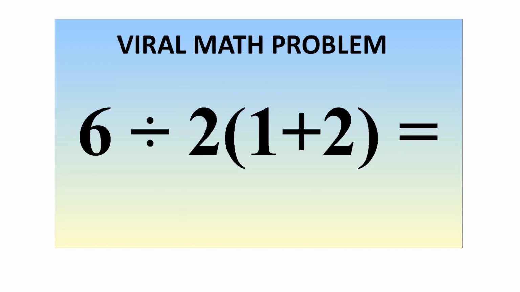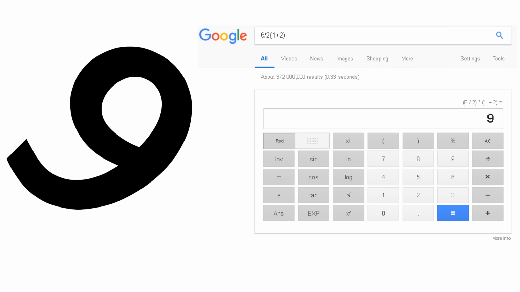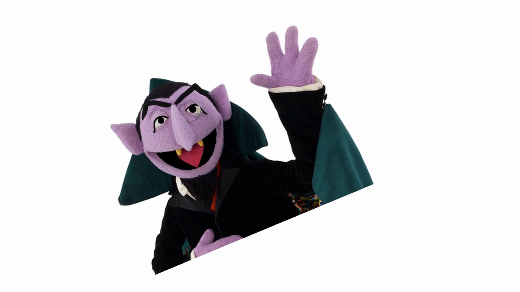Remember those viral math problems that were a thing a year or 2 ago? They're pretty dumb. I mean, order of operations states that you add 1 and 2 together, divide 6 by 2, and multiply the result of that by 3. The answer is 9, and Google verifies that this is correct. Anyway, let's see if a vampire who executes tasks in a random order can solve it correctly.